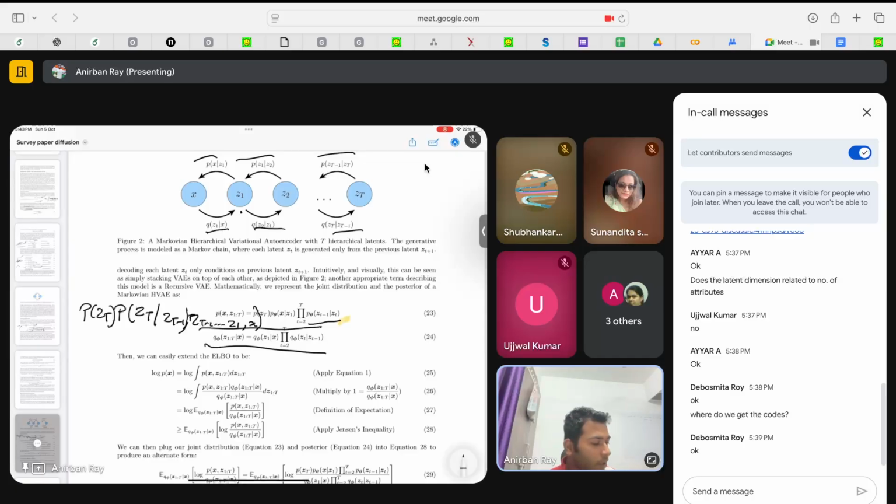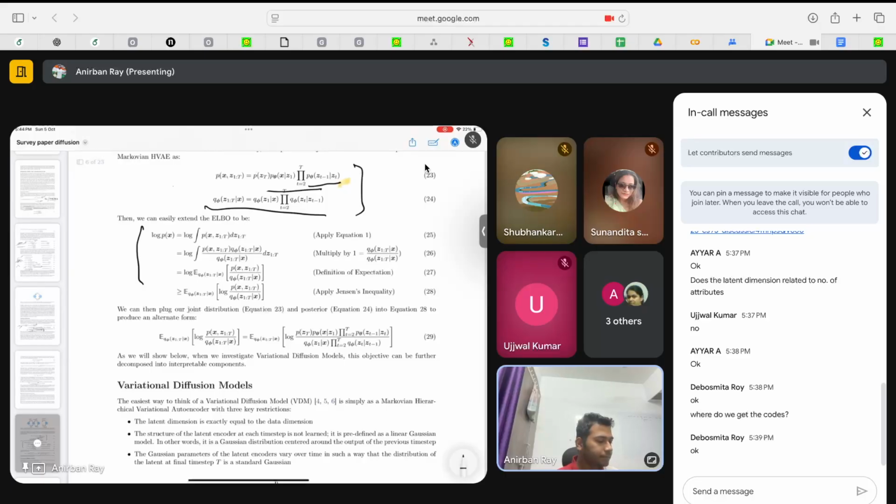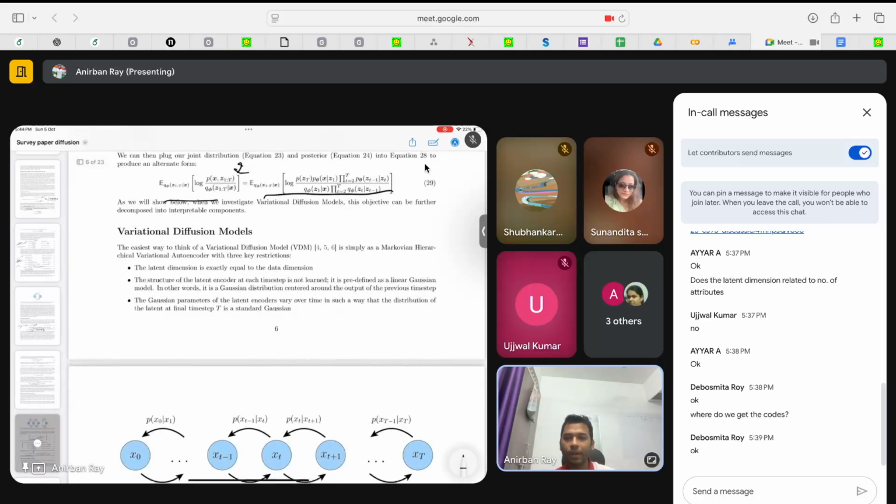So I've done it for q, I think. So you can see, it is the Markovian assumption, the derivation you can see. The multiplication structure we get is because of the Markovian assumption. Okay, and you again do the ELBO thing. This ELBO can be written when you put the two distributions here, and then you get this form. Okay, and now we get to the variational diffusion models.